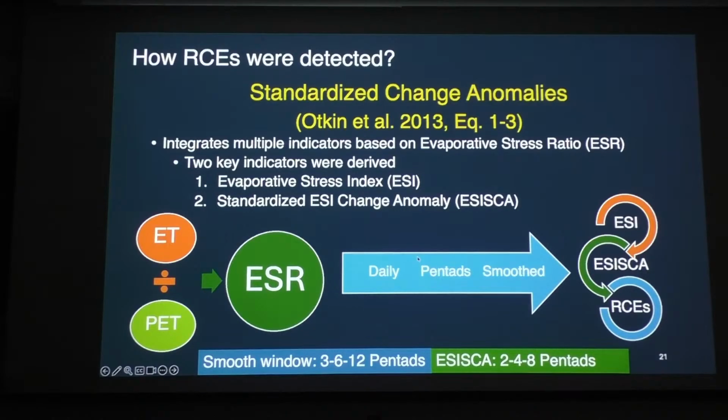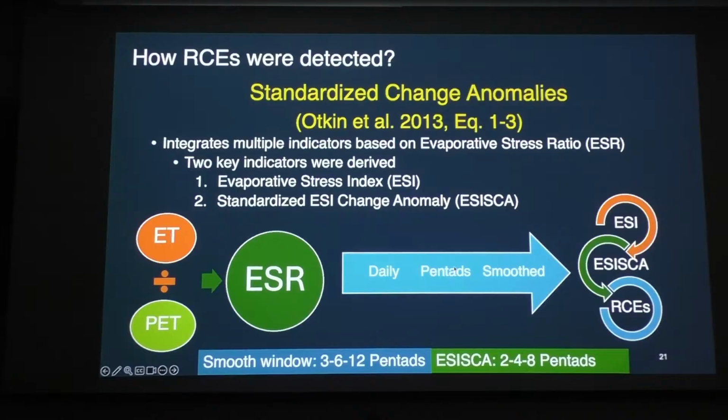And after that, we computed the ESI, the evaporative stress index, which is a standardized one. We standardized what we had from our smoothed composites. And then we used the difference method, where we difference all what we standardized over two pentads, to check all those abrupt changes between the standardized ESI and the ESI standardized change anomaly.